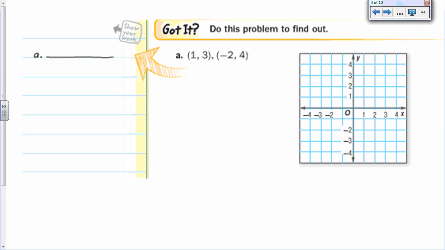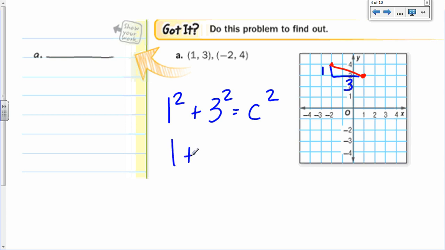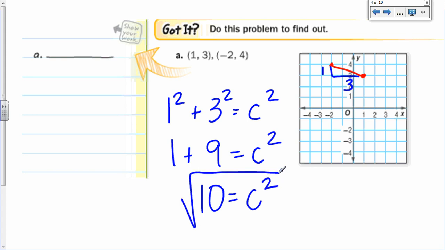Okay, so I'm going to plot my points. 1, 3, negative 2, 4. Well, I have a very little triangle. So again, I'm trying to find that length there, so I'm going to draw my right triangle. Count my lengths, which are my legs. So I've got 1, and then 1, 2, 3. So instead of putting my formula, I've got that 1 plus 9 squared. 1 plus 9 is 10. So I'll take the square root. Then I get in my calculator 3.2 units, and you don't have to write the units.